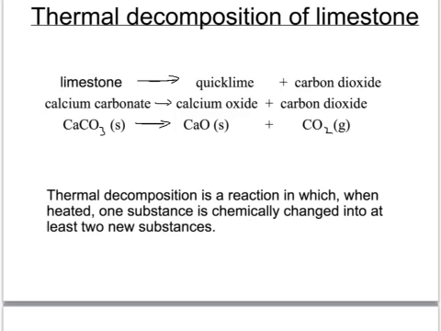When limestone is heated strongly, it breaks down into two parts, quicklime, or calcium oxide, and carbon dioxide. This kind of reaction is called thermal decomposition. It's a reaction in which, when heated, one substance chemically changes into at least two new substances.